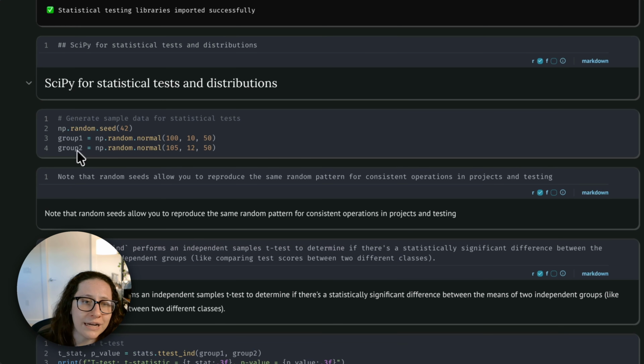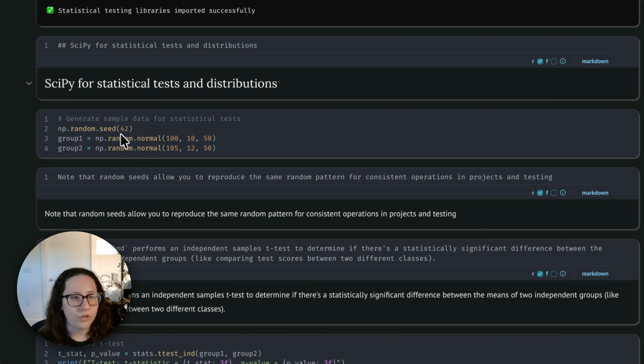We're going to start off by generating sample data for our statistical tests, and before we actually generate those NumPy random data sources, we're going to set a NumPy random seed at 42. And just in case people aren't familiar with this, the random seed gives you a way to define reproducible behavior that's still pseudo-random, meaning that it's going to appear random to us, but it's going to have the same random pattern every time.